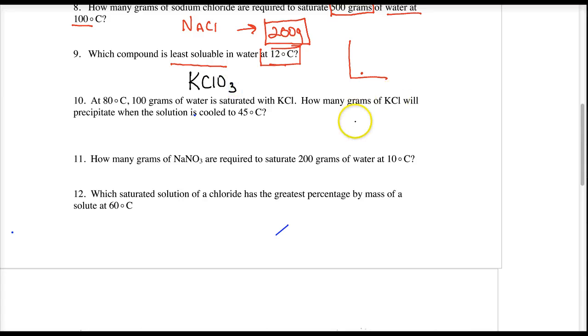It's the lowest line. Number 10: at 80 degrees Celsius, 100 grams of water, so it's based on the same amount of water, is saturated, that means on the line. How many grams will precipitate? And of course, precipitate means a solid will appear, come out of the solution because the solubility is dropping.